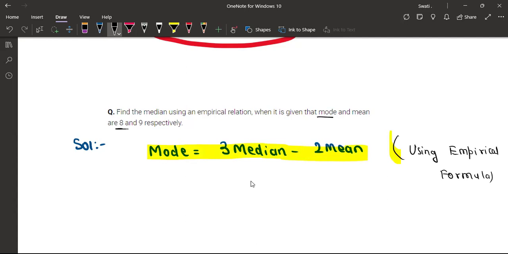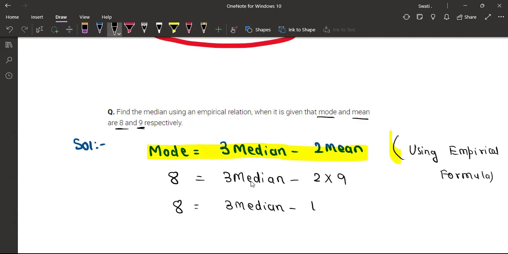So here the mode is given as 8, because it says mode and mean are 8 and 9, so mode is 8 and mean is 9, right. So below mode we will write 8, 3 times median, which we have to find, so we'll keep median as it is, minus 2 times mean, which is 9, so 2 times 9, clear? Now this will become 8 is equal to 3 times median minus 2 times 9 is 18. Now of course here Manya you have to find out the value of median, right?